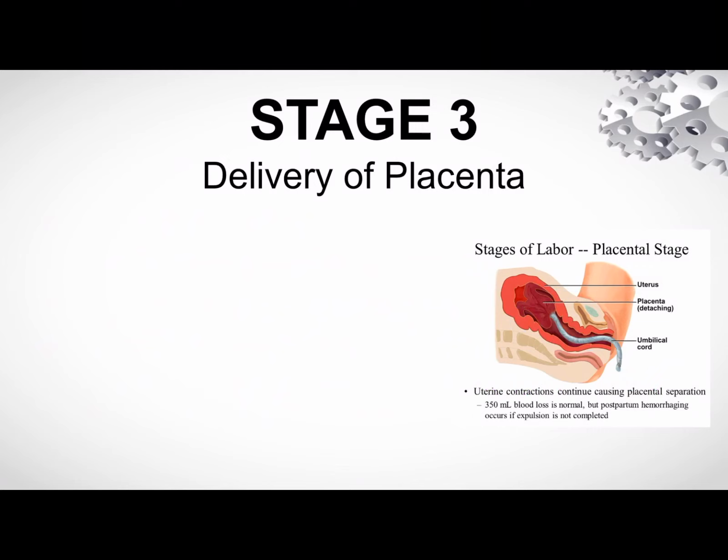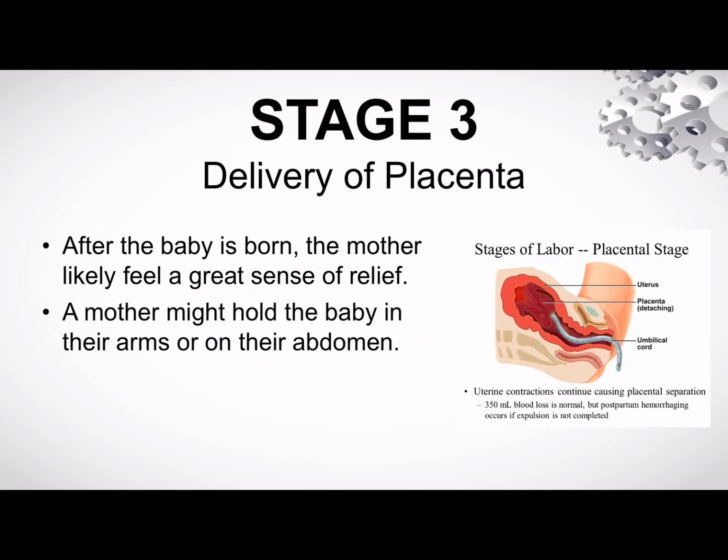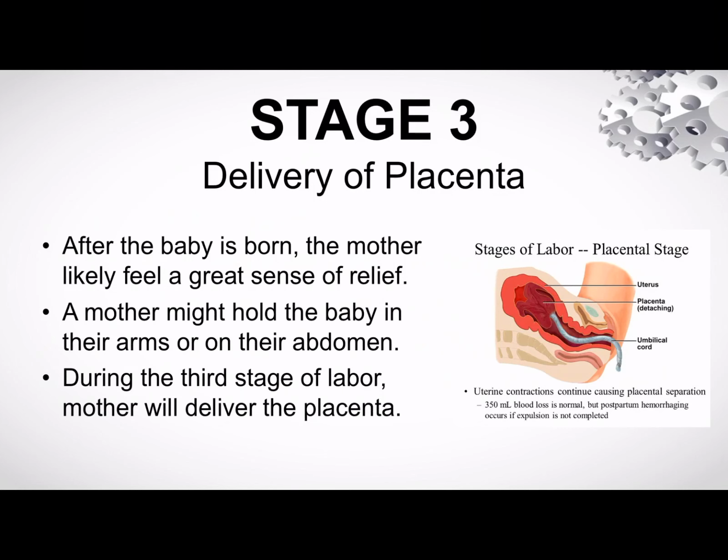Now let's proceed to stage 3. It is known as the delivery of the placenta. After the baby is born, the mother will likely feel a great sense of relief. The mother might hold the baby in her arms or on her abdomen. During the third stage of labor, the mother will deliver the placenta. Basically, stage 3 is the delivery of the placenta. Our concern here is whether it is delivered completely outside the mother's womb or uterus.